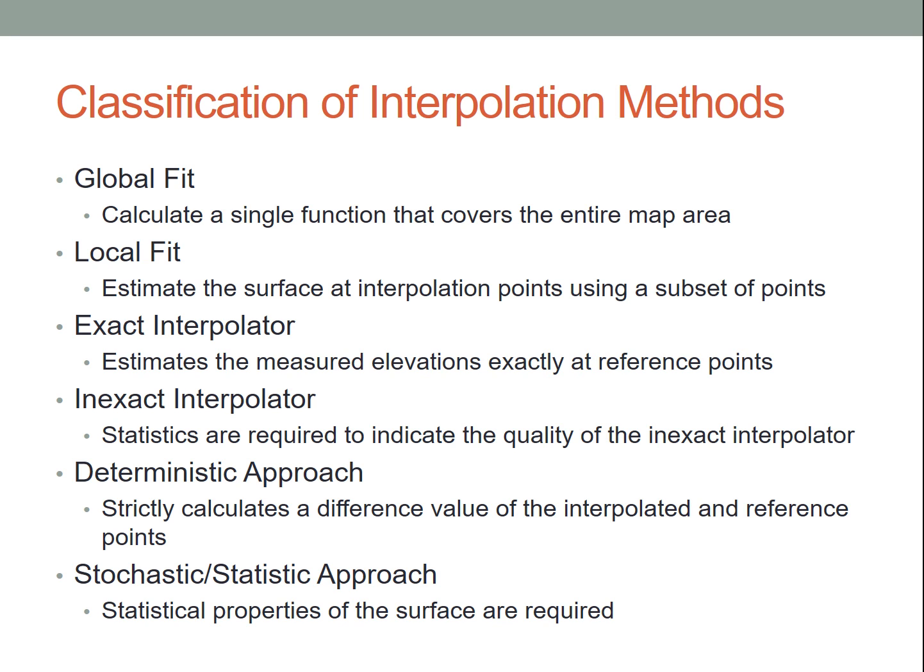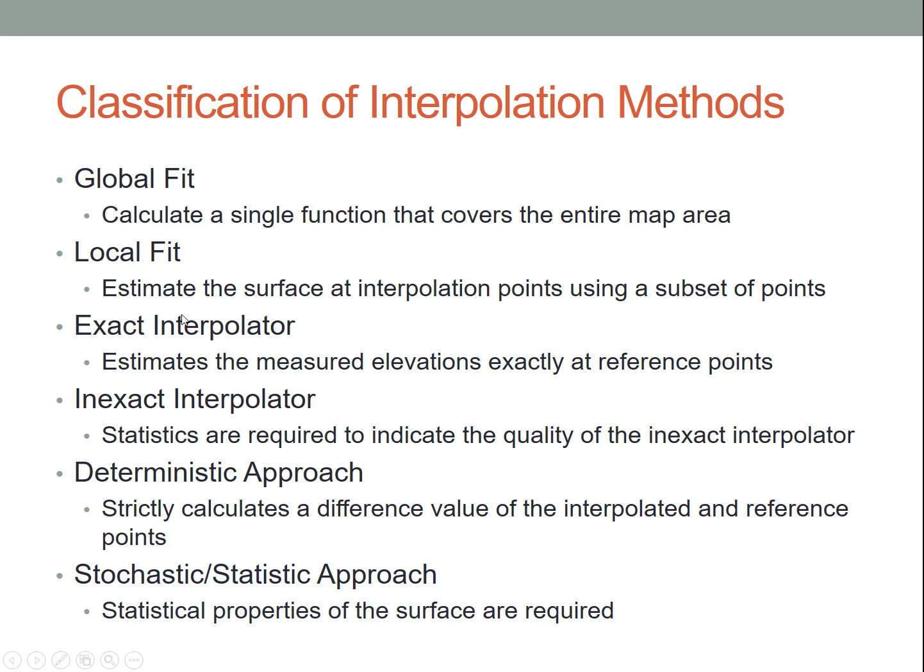So there's different ways to classify the interpolation. There's global fit, which is what we're going to be looking at. It covers the entire area. It's one single function, so therefore it's a quick, easy calculation after you've got it. Then there's local fit, which means every time you try to interpolate, you have to search out points around it and then do the math every single time.